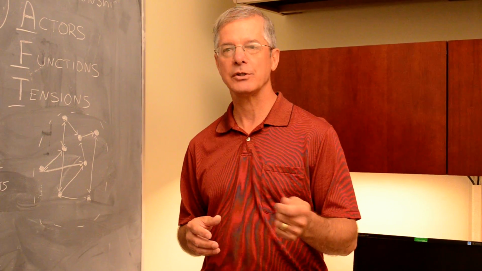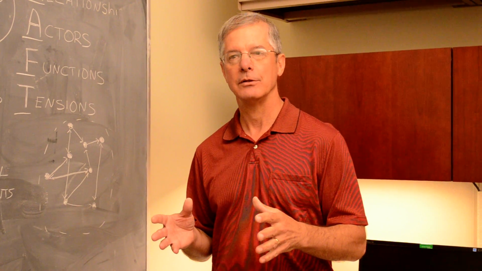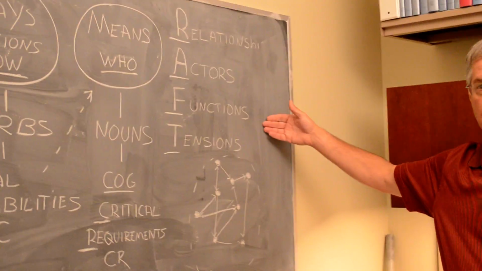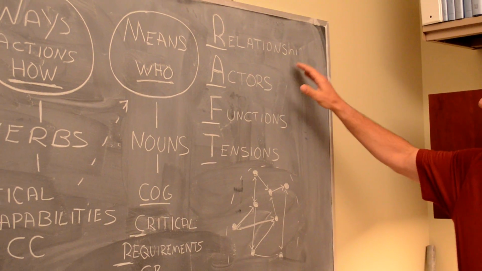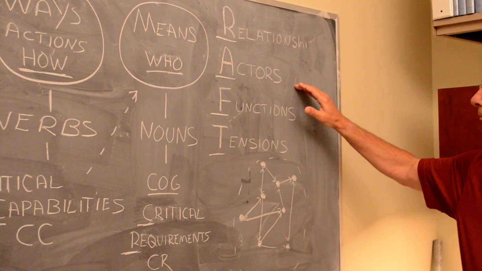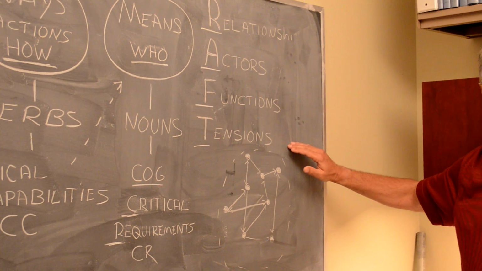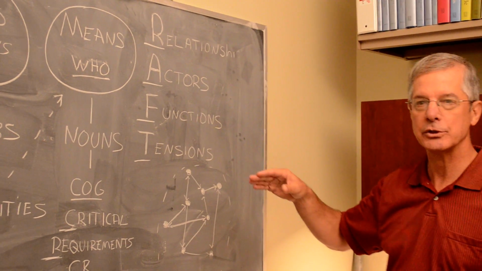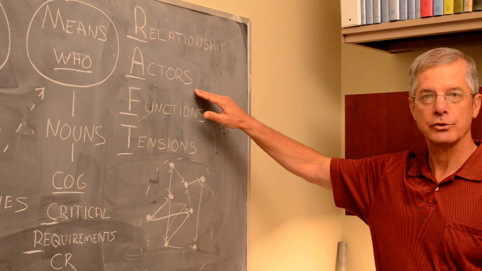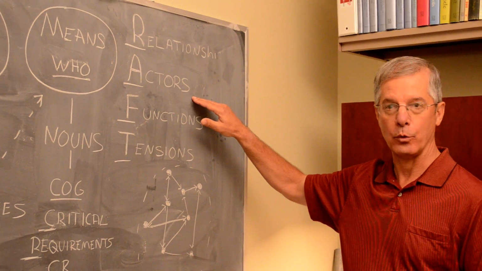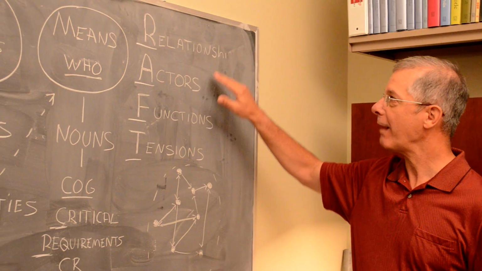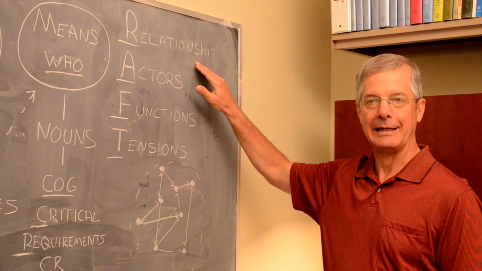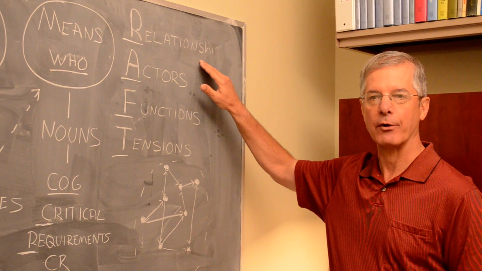A fairly simple technique for understanding the system and to visualize it is the RAFT method. It stands for relationships, actors, functions, and tensions. We actually use it slightly out of order, and we start with actors, which are also known as nodes. Then we have the relationships, which are also known as links, and these are the connections between the various actors.